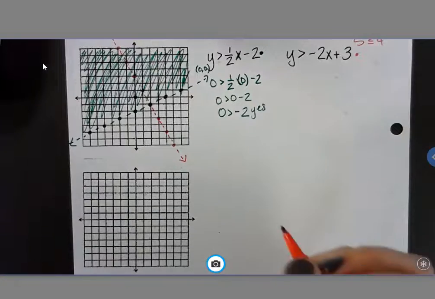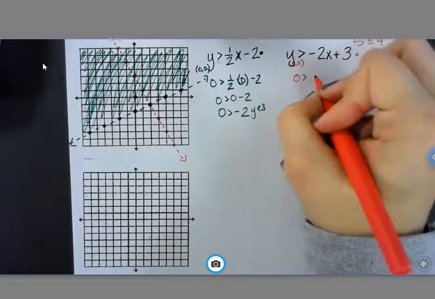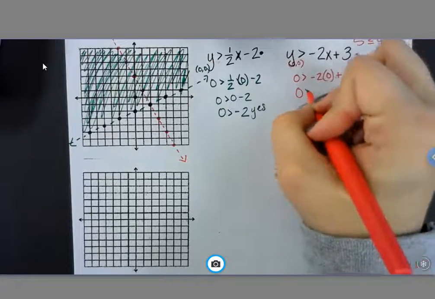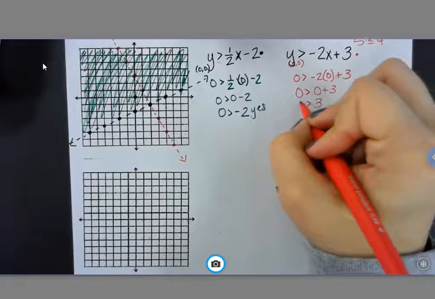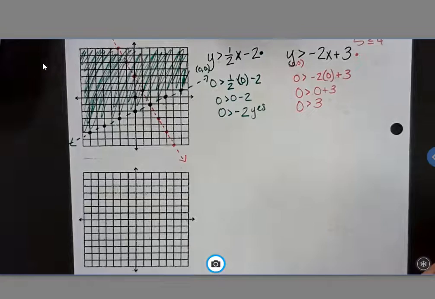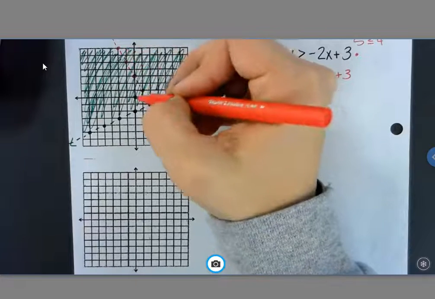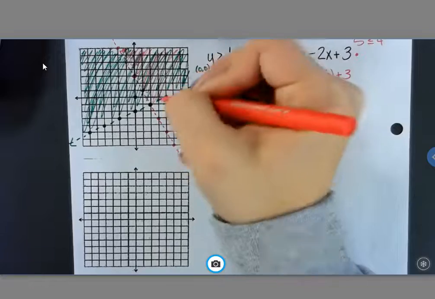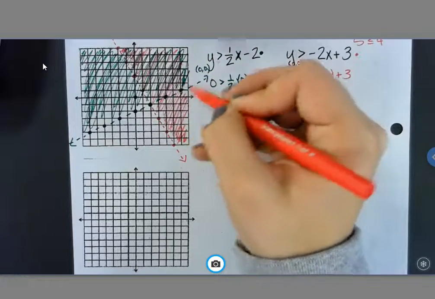Pick a point. I'm going to go ahead and pick 0, 0 again. So 0 is greater than negative 2 times 0 plus 3. 0 times negative 2 is 0. 0 plus 3 is 3. Is 0 greater than 3? No, it is not. So I'm shading on the opposite side of 0, 0 for only my red graph. Okay, make sure you're thinking of these separately until the very end.